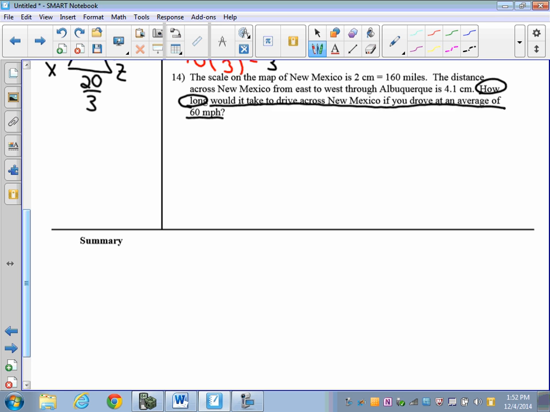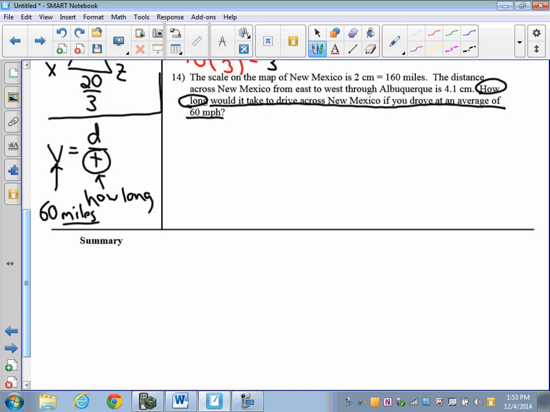One thing that you should remember, probably from Algebra 1, is velocity is equal to distance over time. We need to solve for time. That's how long, right? How long is time? We have velocity. Velocity is 60 miles per hour. And we need to find the distance.